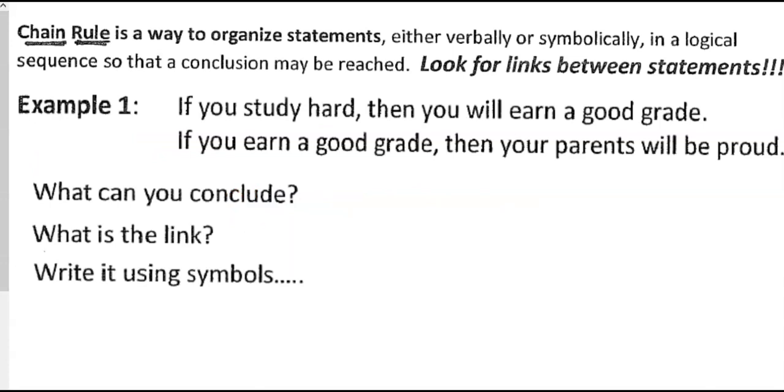A chain rule is a way to organize statements, either verbally or symbolically. We will do this with statements in if-then format, but we'll also do them symbolically. So here's an example. If you study hard, then you will earn a good grade. If you earn a good grade, then your parents will be proud. So what can we conclude? Well, the very end conclusion is your parents will be proud.